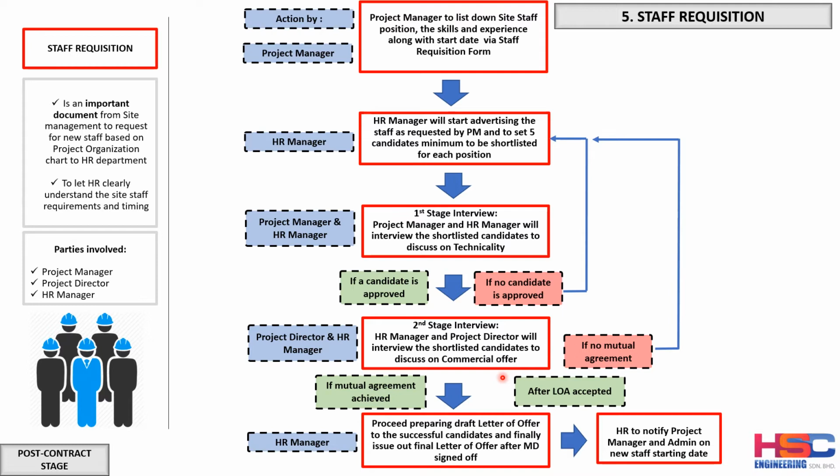And from this second stage interview, if mutual agreement is achieved, then the HR manager will proceed to prepare the draft letter of offer to issue to the successful candidate, and finally issue the final letter of offer after the MD signs off. After the LOA is accepted by the candidate, the HR will notify the project manager and admin of the new staff's starting date. From here, the project manager will take over. So this is the staff requisition flowchart.